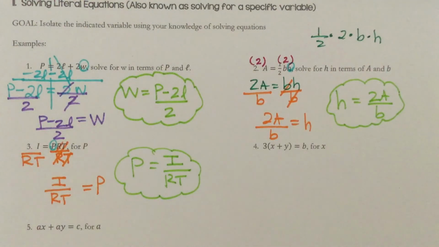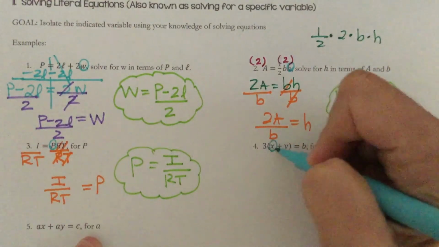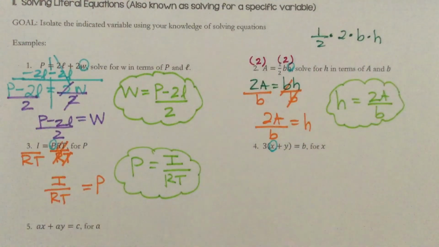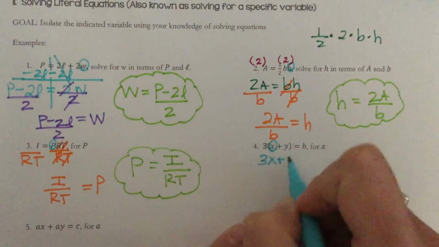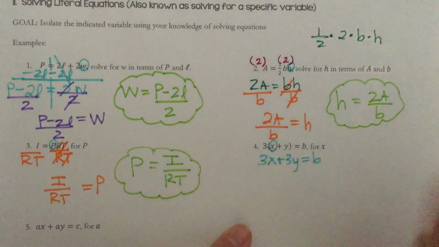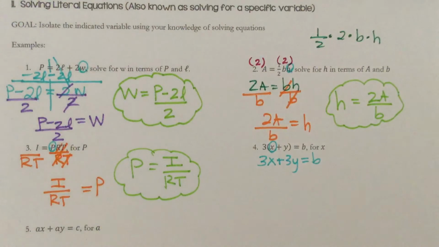Number 4, we want to solve for x. X is currently located right here inside of these parentheses. So thinking about my steps, step number 1 says to distribute. So we are going to distribute. 3 times x is 3x, 3 times y is 3y, and that is equal to b. Step number 2, eliminate fractions or decimals. We have none. Step number 3, combine like terms. I cannot combine these two things because the variables don't match.